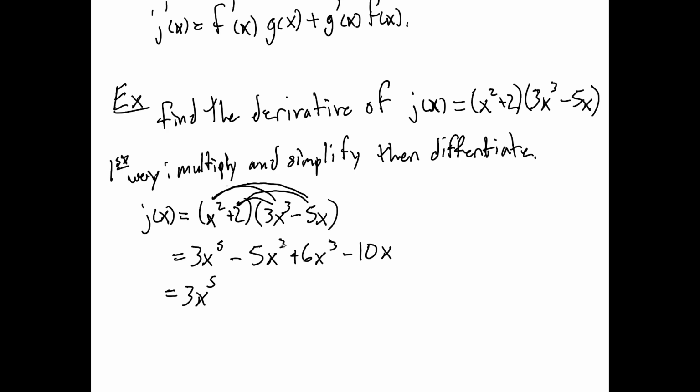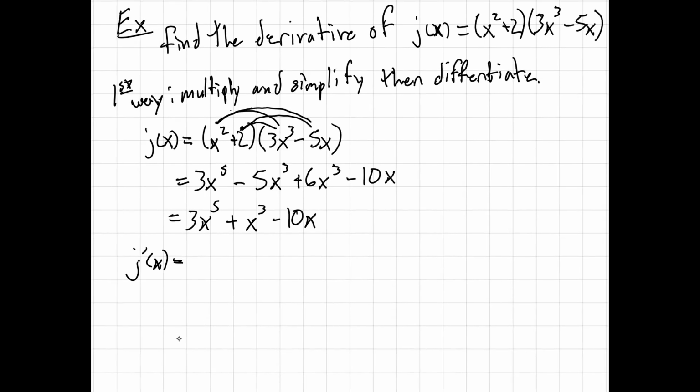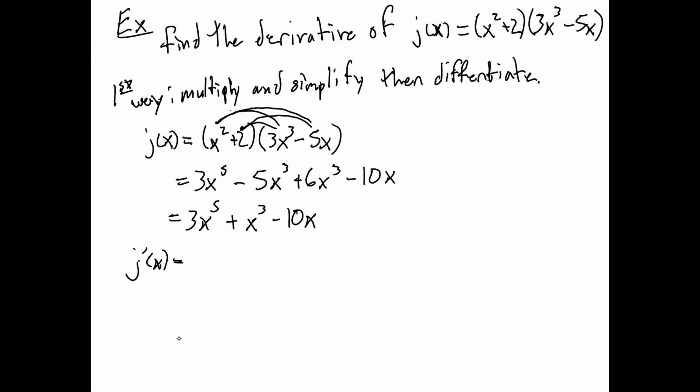We have negative 5x cubed plus 6x cubed, so the negative 5 and plus 6 become a positive 1, so we just get plus x cubed. We have our minus 10x. Now, to find j prime of x, we can use our constant multiple rule, our sum rule, our difference rule, and our power rule.